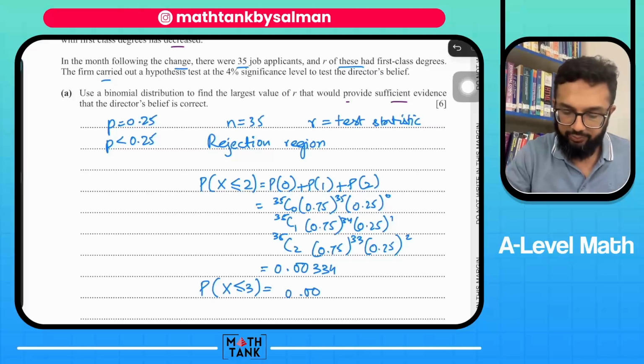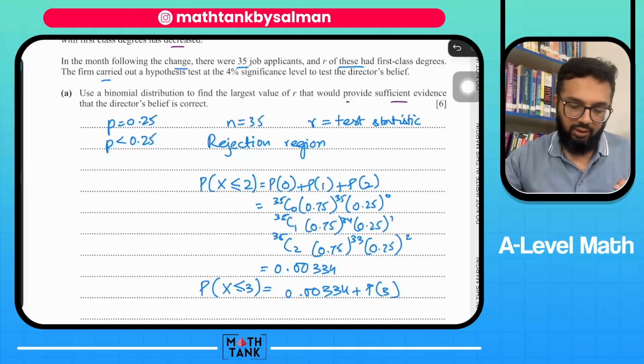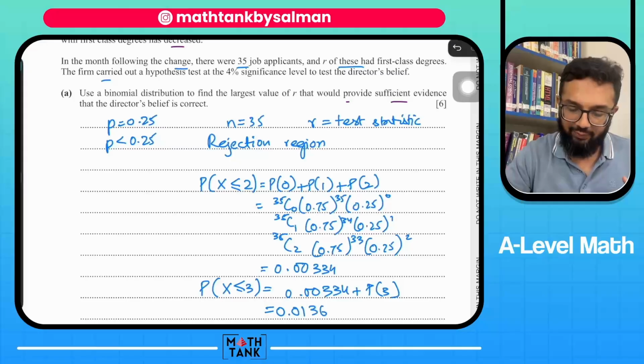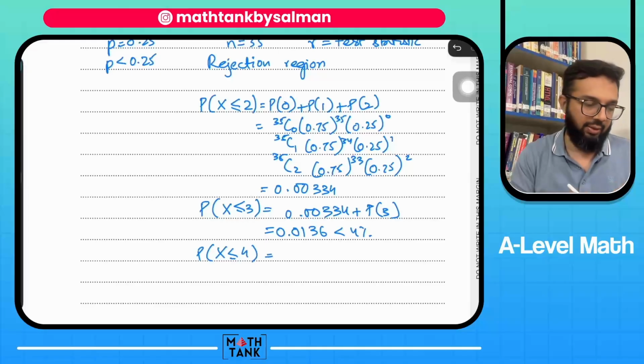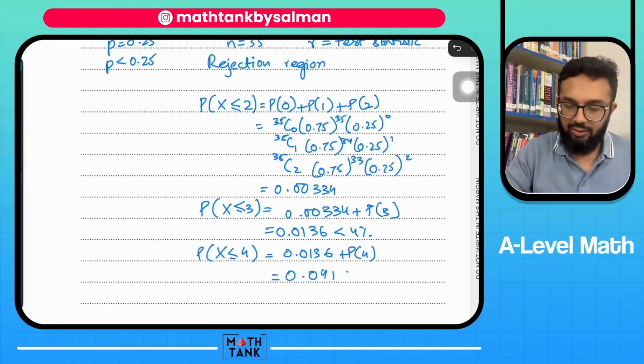But x is less than or equal to 3. Let's calculate that. Okay, what do we get? 0.0136. Okay, that's slightly bigger, so better, but it's still less than 4%. Okay, probability of x less than or equal to 4. Let's calculate that. Okay, it's giving me 0.041. Okay, that's greater than 4%.